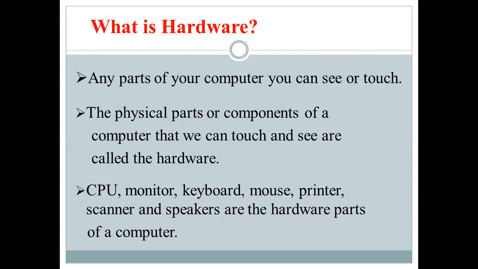The physical parts or components of a computer that we can touch and see are called the hardware. For example, CPU, monitor, keyboard, mouse, printer, scanner, speaker are the hardware parts of the computer. You can also take the real life examples: chair, table, our laptop, tablets, mobile phone. These all are the hardware parts that we can see and we can touch them and we can move them from one place to other.